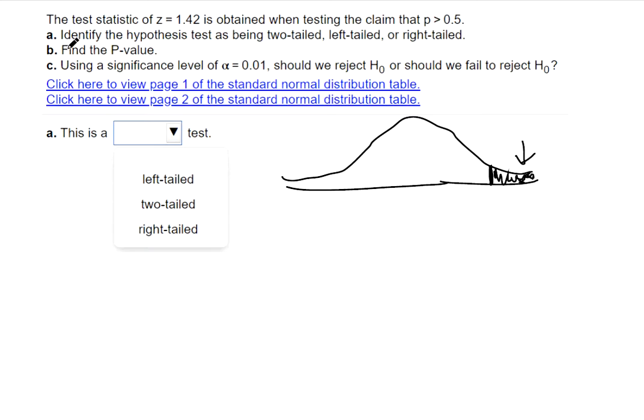So the first part, identify the hypothesis test as being two-tailed, left-tailed, or right-tailed. This is a right-tailed test because they're testing this claim that p is greater than 0.5.